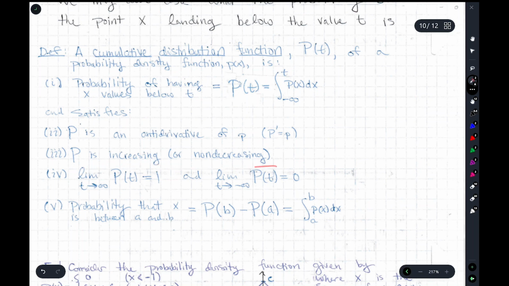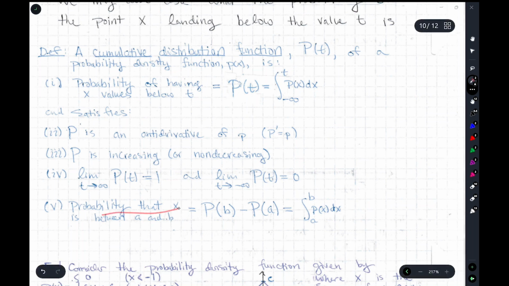P is always increasing. It must, right? Probabilities will increase, and if you take t to infinity, you should get 1. As you're increasing t, the cumulative distribution function should increase. The limit as t goes to infinity is 1. That's just to reflect the normalization condition above. And the limit as t goes to minus infinity is 0. That's just to say that you're not going to have any value below negative infinity.